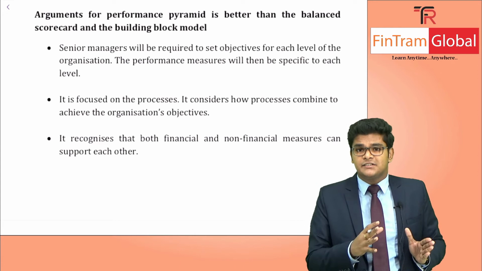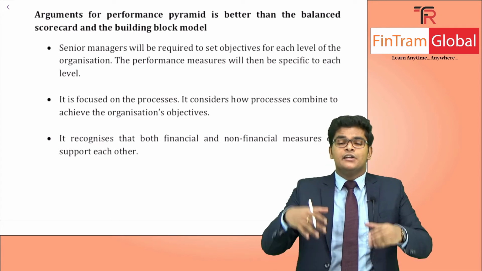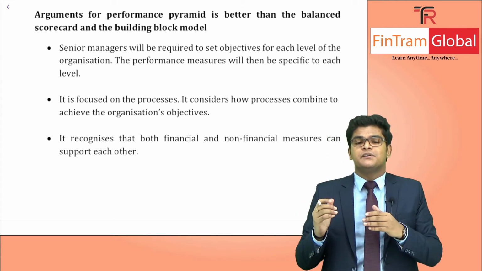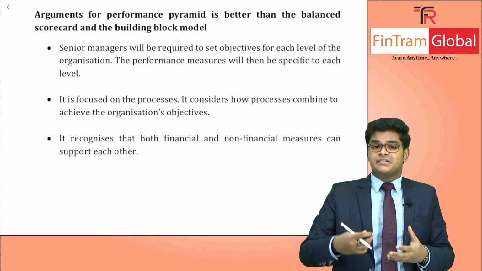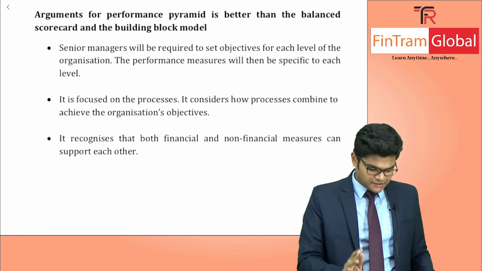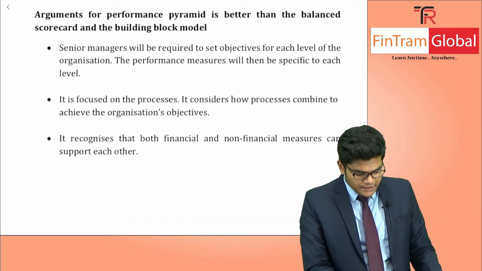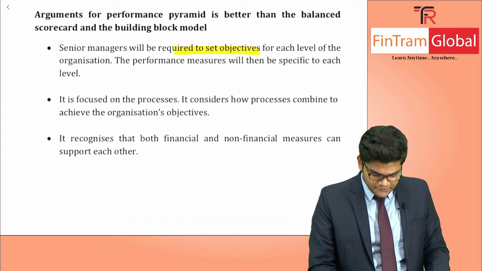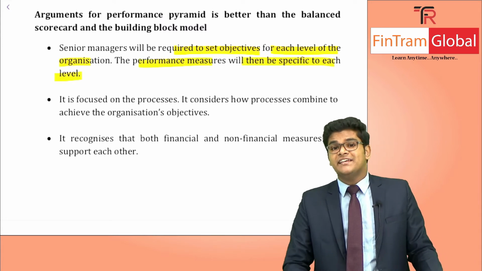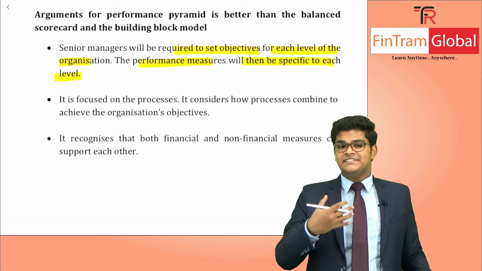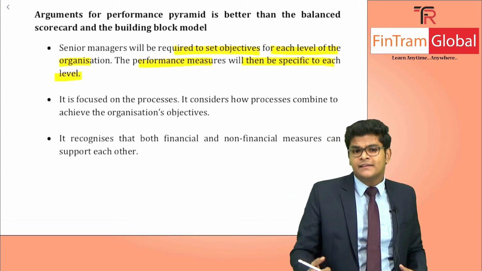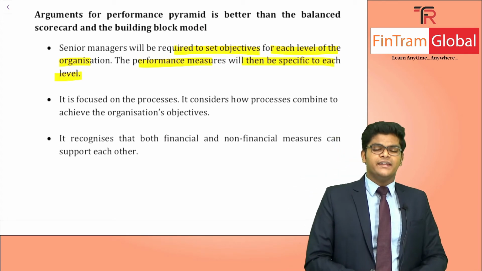So the measures can be assigned. Okay guys, the senior management would be able to assign measures to each level of the management of the organization. They can assign measures to the top level, tactical level, as well as the operational levels. So that's basically the first point. Let's read about it. Senior managers will be required to set objectives for each level of the organization. The performance measure will then be specific to each level. So we will be able to set objectives and also set the measures at each level as well. Well, that's great, isn't it?